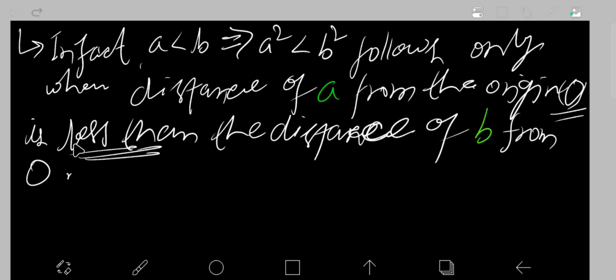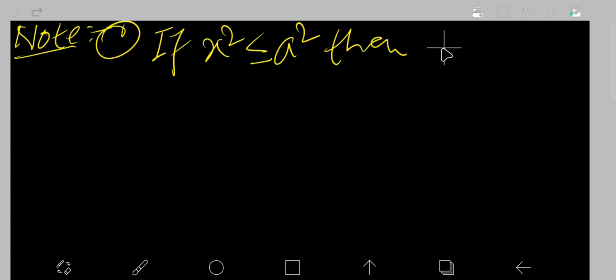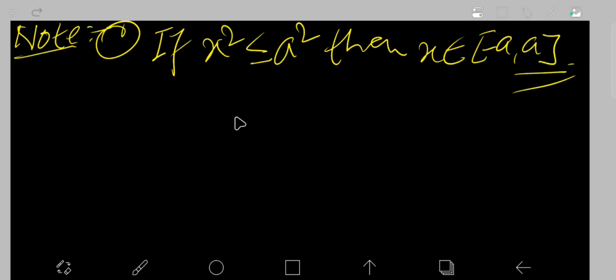Now some points here, note them down. First note: if x square is less than or equal to a square, then x belongs to the interval minus a to a.